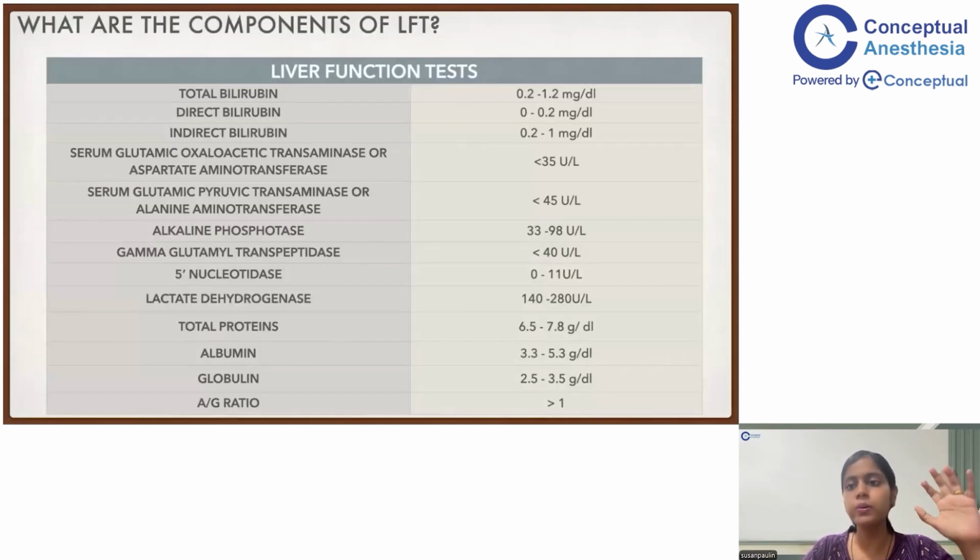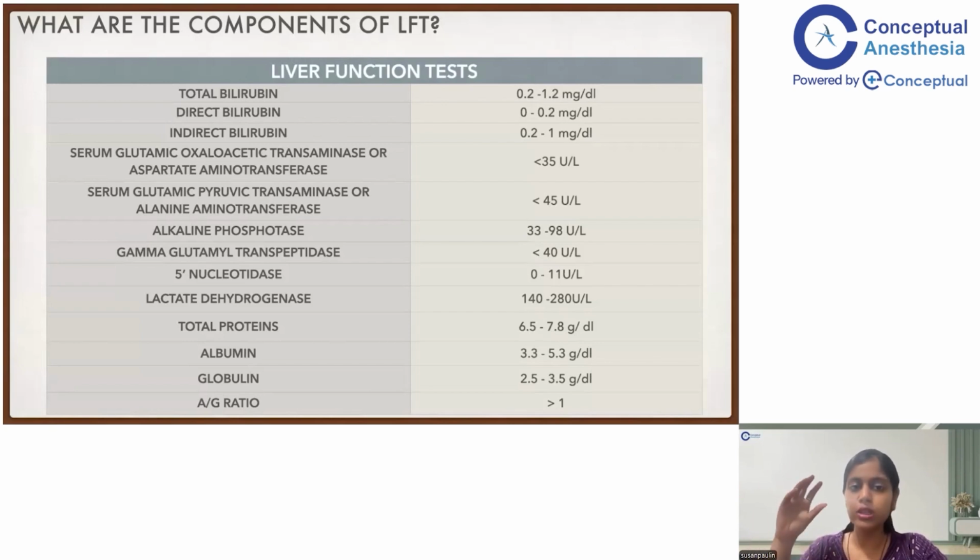So what are the components of liver function tests? Here I have listed a number of tests which will come when you order a liver function test for any patient. First and foremost will be a total bilirubin, measured in milligrams per deciliter. This will be followed by direct and indirect bilirubin methods.